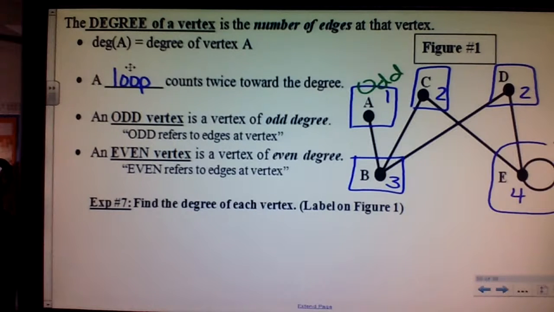Okay. B is odd. C is even. D is even. E is even.